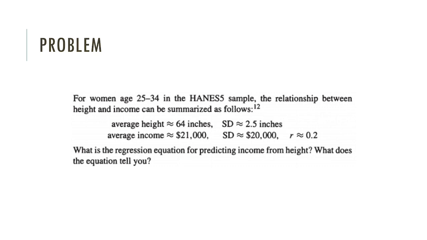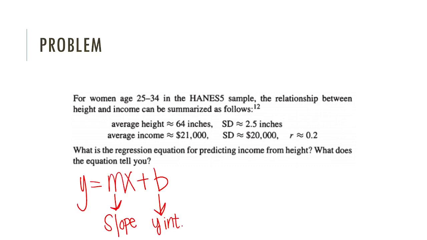For women aged 25 through 34 in the Haynes sample, the relationship between height and income can be summarized as follows. The average height is approximately 64 inches, the standard deviation approximately 2.5, the average income approximately $21,000, with a standard deviation of $20,000, and a correlation coefficient of 0.2.